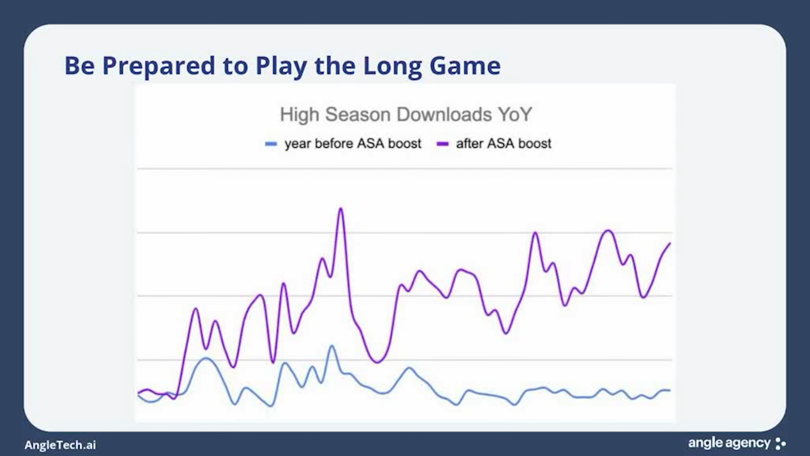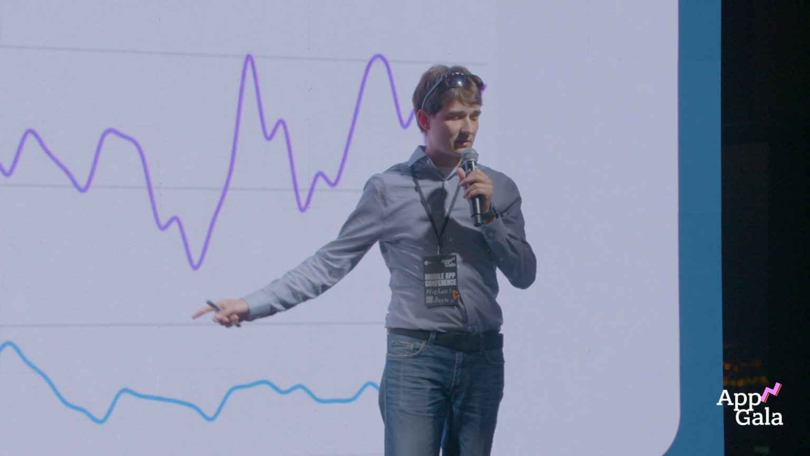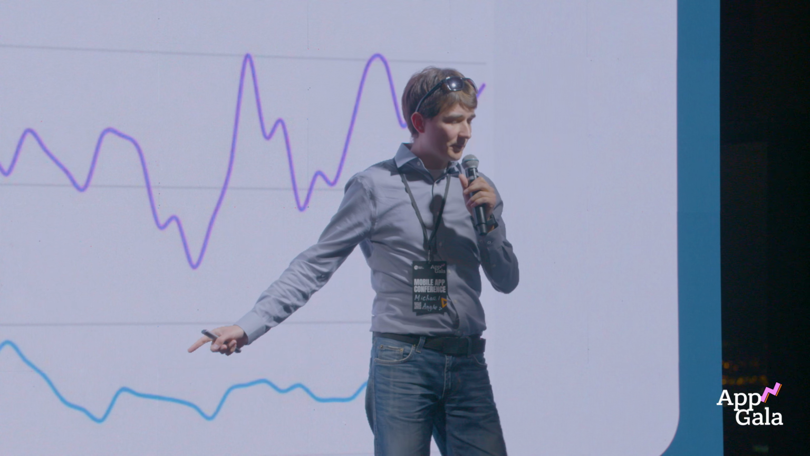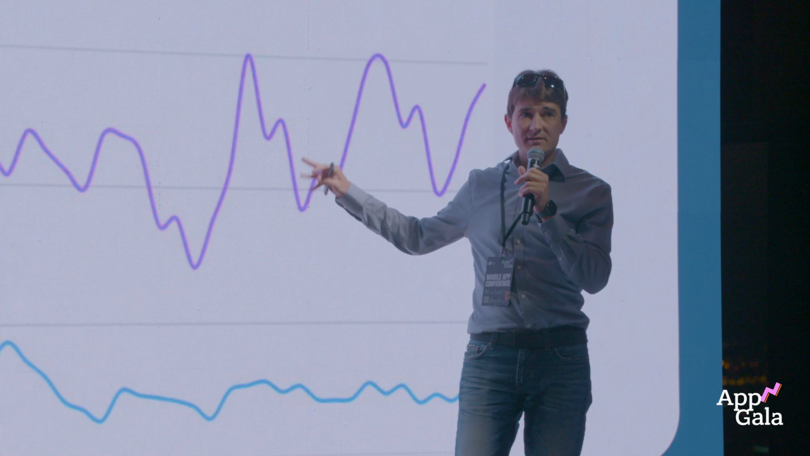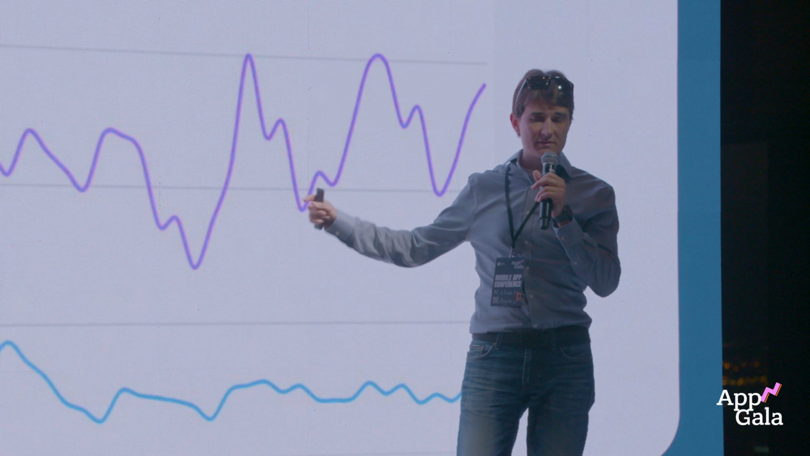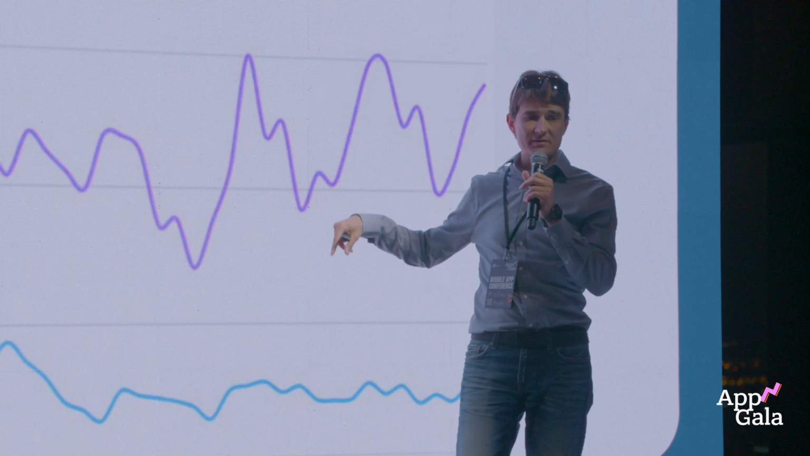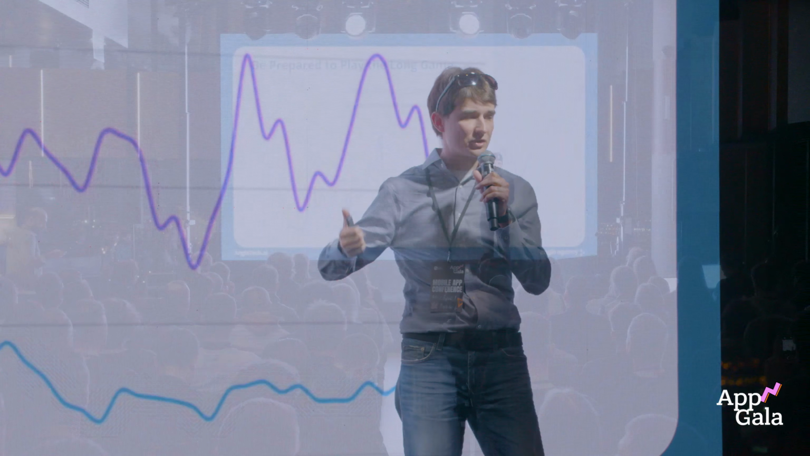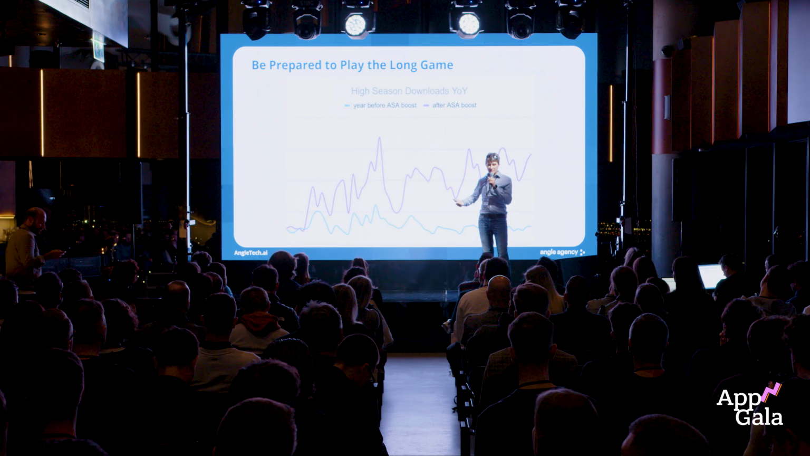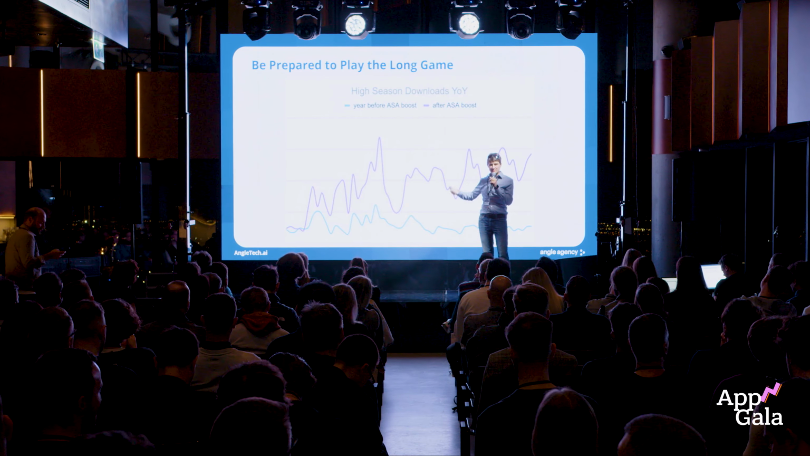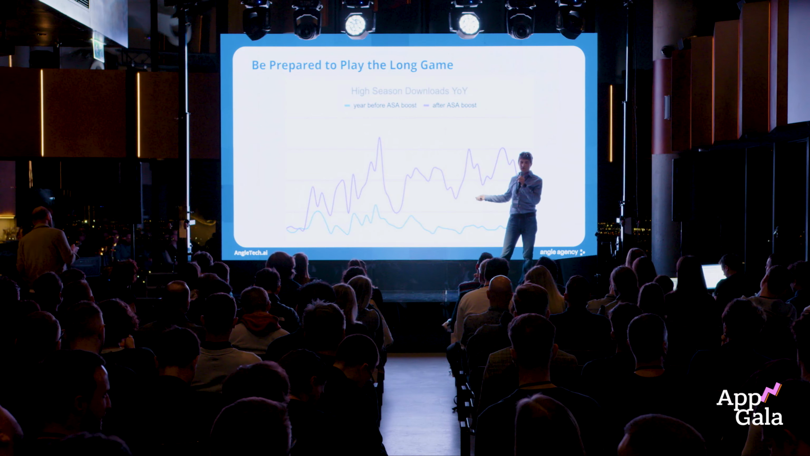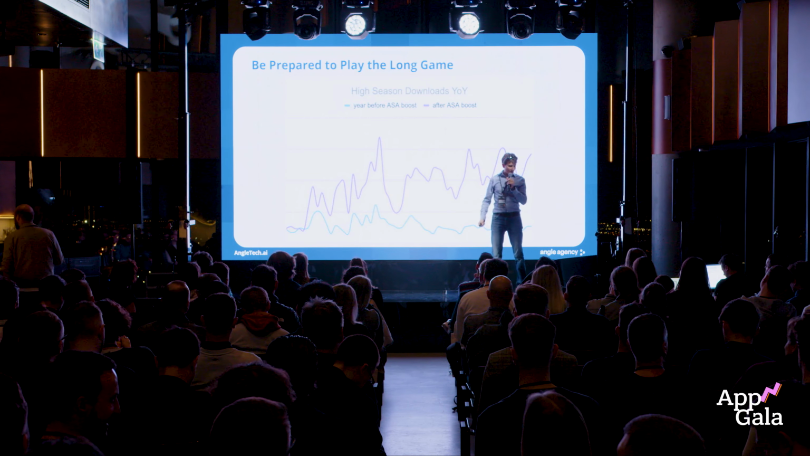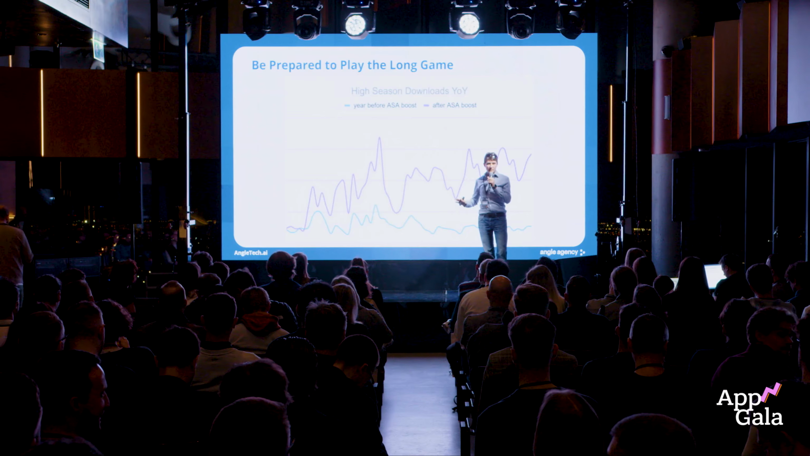In this example, we have year-over-year data. So this is a popular app within some season, with a high season for the app. And you can see that after the keyword research, Apple Search Ads setup, optimization, bid adjustments, and so on over the year, we managed to get 5 times more downloads the next year. Be ready to play the long game.